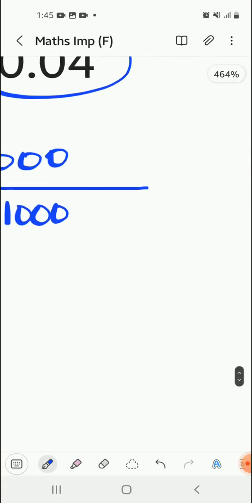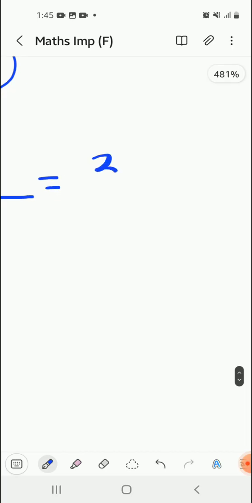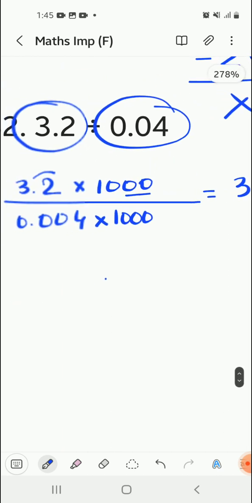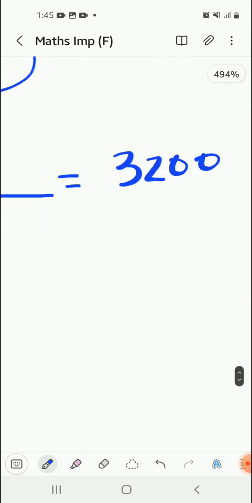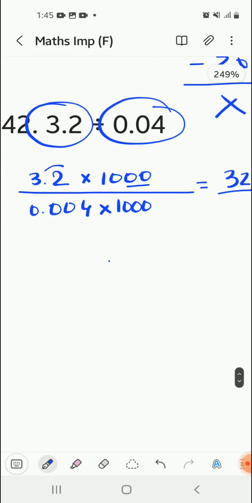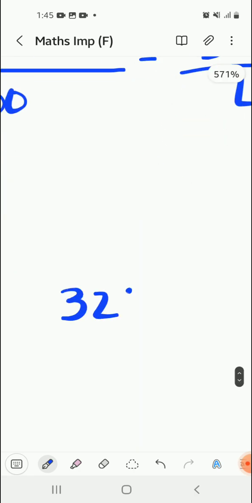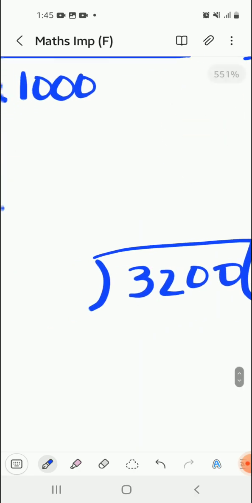So 3.2 becomes, the decimal point will shift once and then again 2 zeros will be inserted. So 3, 2 and then 00, and from my denominator the decimal will shift once, twice and thrice. It will become only 4. So we have to divide 32 by 4. So answer becomes that easy, right? Now we will simply divide the number 3200 by 4.